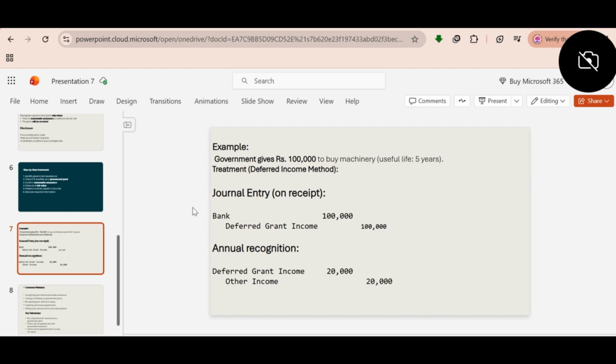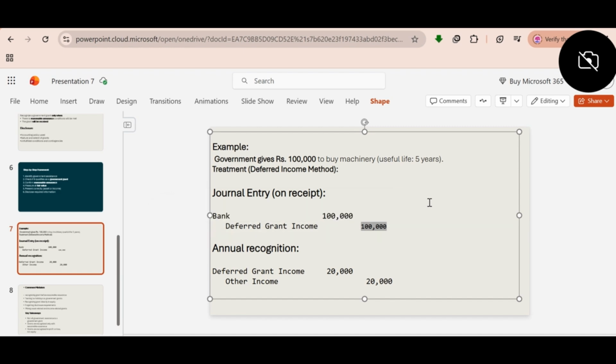Okay, now we have a simple example. The government gives 1 lakh to buy machinery and its useful life is 5 years. So the grant will be recognized over 5 years. The treatment is the deferred income method. Now, first of all, we need to pass a journal entry and record the grant. We will debit the bank with a 1 lakh amount and credit the deferred grant income with the same value. Now, the grant is for 5 years, right? We will divide the 1 lakh amount by 5, so it becomes 20,000. 20,000 will be recognized as income every year.